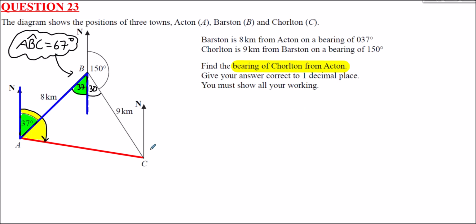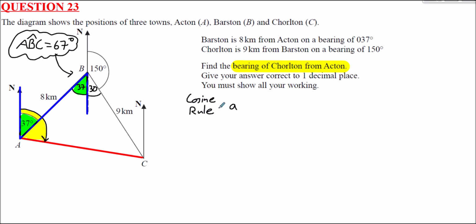So what I need to do here, obviously I need to work out this angle inside the triangle, but I could also work out AC first of all. I know AB and I know BC. So here what we can do is use the cosine rule, and the cosine rule goes as follows. So I'll just write down cosine rule.